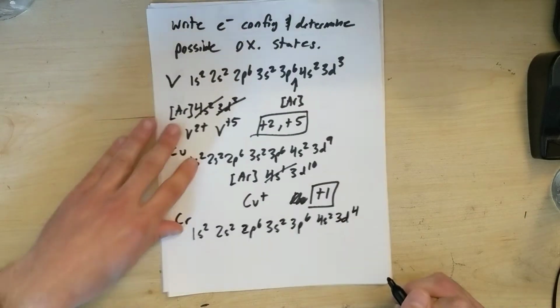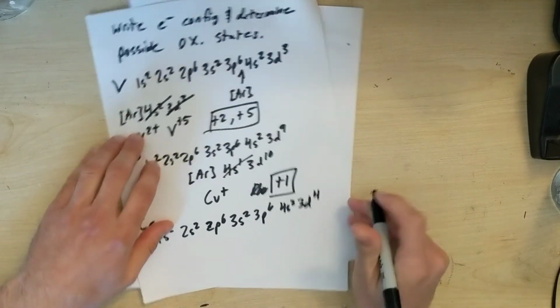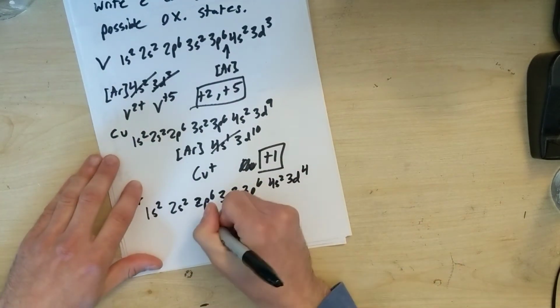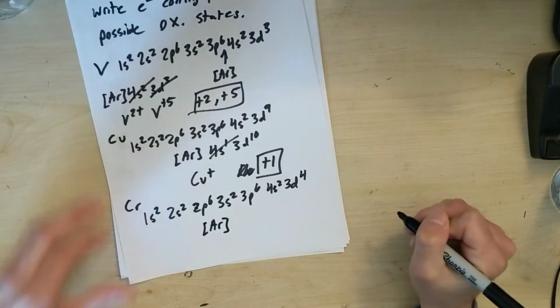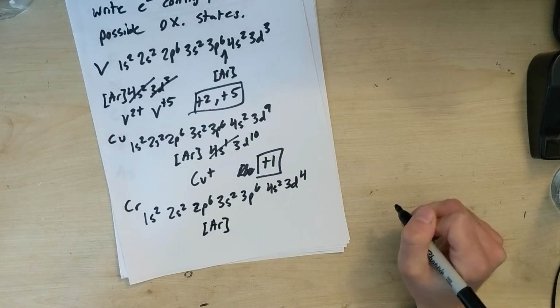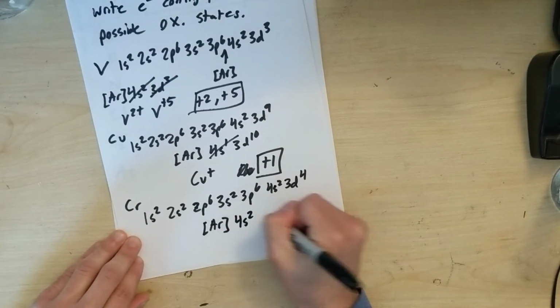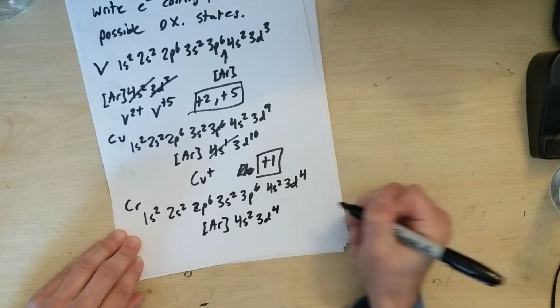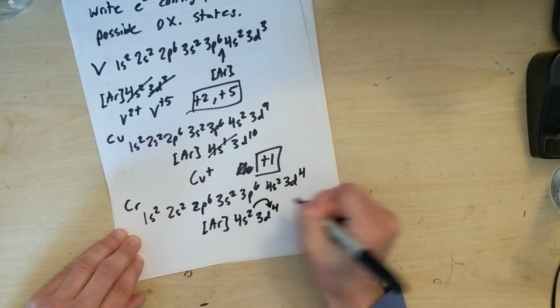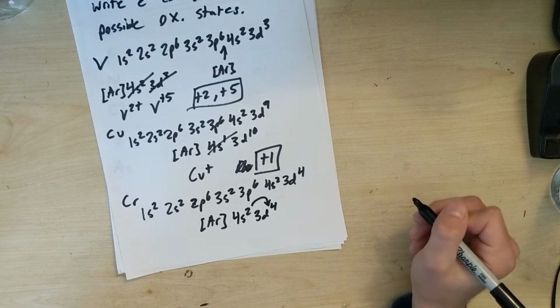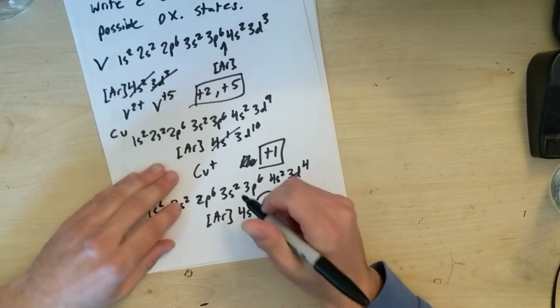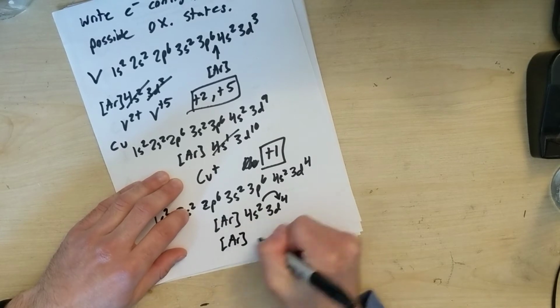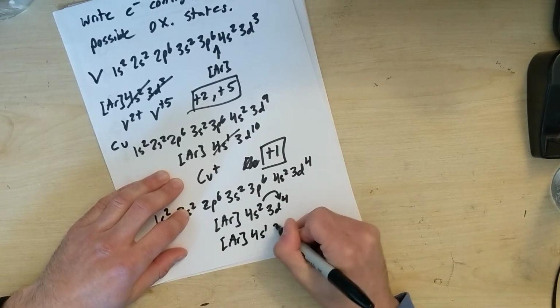All right. So if we abbreviate again to the NLX form, we have argon, 4s2, 3d4. Now again, this d orbital will steal an electron, and that's because it's almost half full, because it likes to be half full, right? It's stable in that half full form. So we end up again with argon 4s1, 3d5.